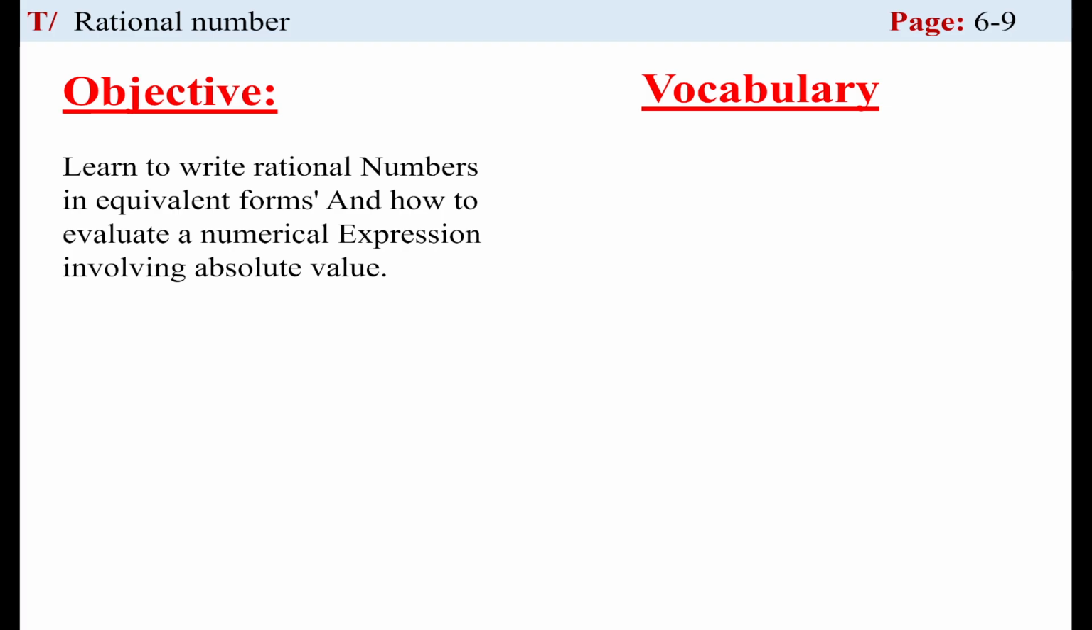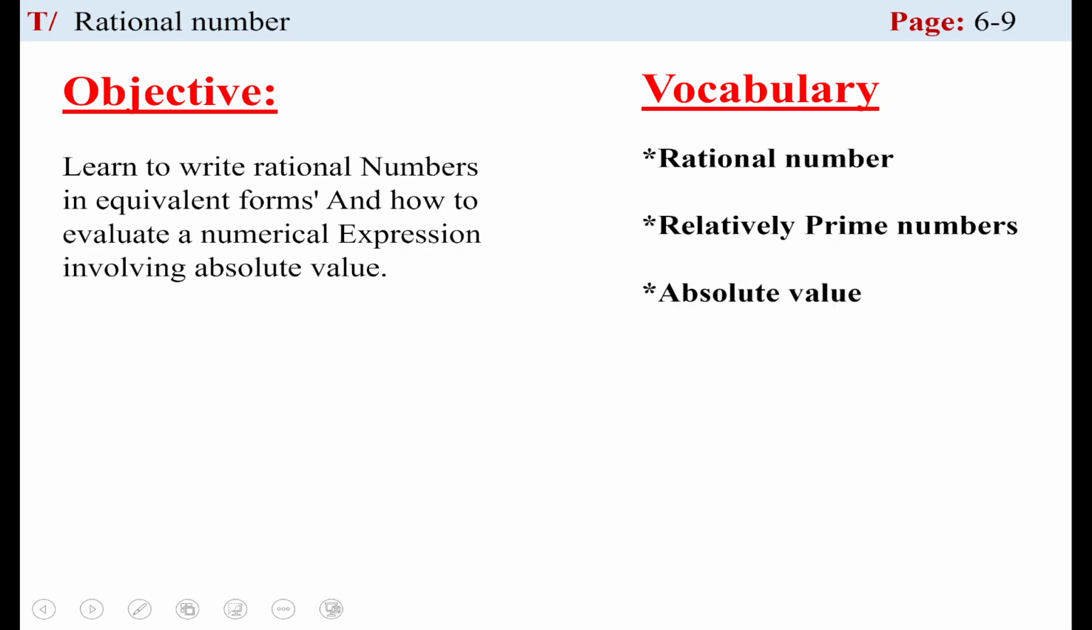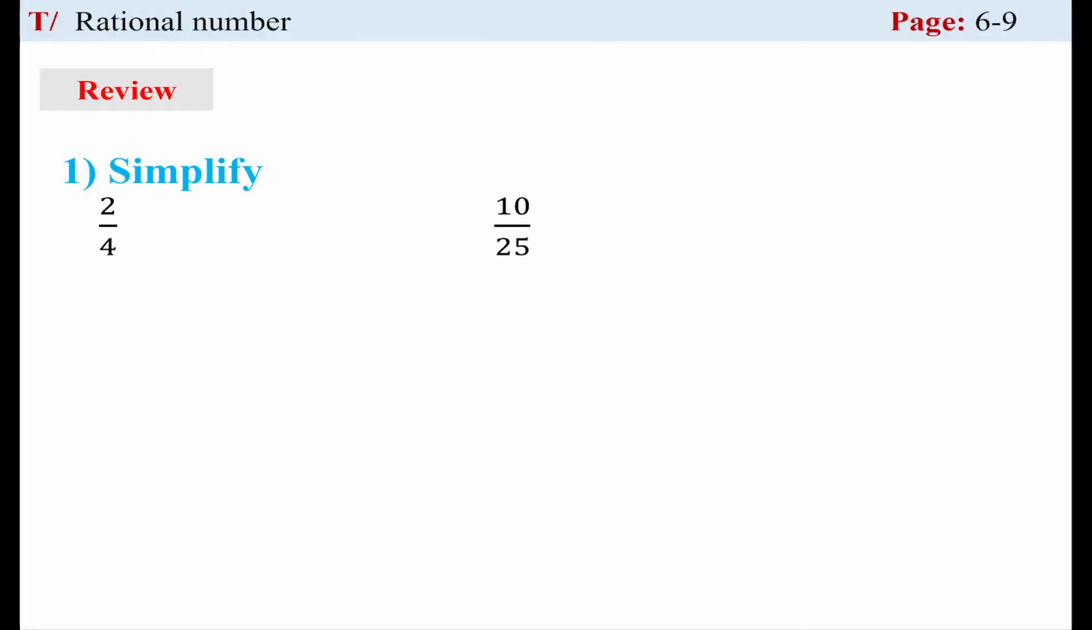Our objective in this lesson: learn to write rational numbers in equivalent forms and how to evaluate a numerical expression involving absolute value. And we have some new vocab in this lesson we need to know. Let's see. Rational number, relatively prime numbers, absolute value. We are going to talk about them one by one in this video.